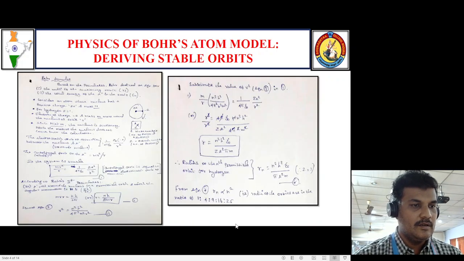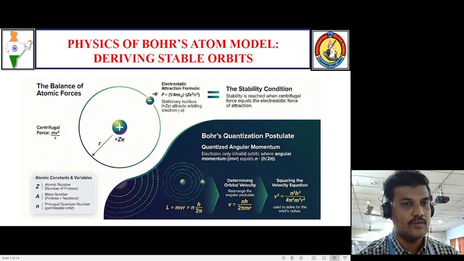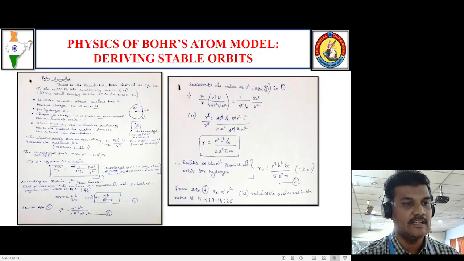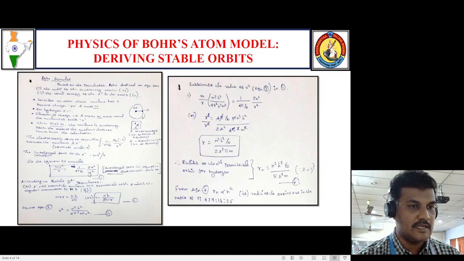So when we compare these two stable equilibrium values, the centrifugal force and the electrostatic force of attraction in a stationary electron, we get the equation m v squared by r equal to 1 by 4 pi epsilon naught Z e squared by r squared. And as suggested by Bohr, this m v r, which is the angular momentum, is equal to n h cross. So from this relation we get the value of v squared, which is equal to n squared h squared divided by 4 pi squared m squared into r squared.